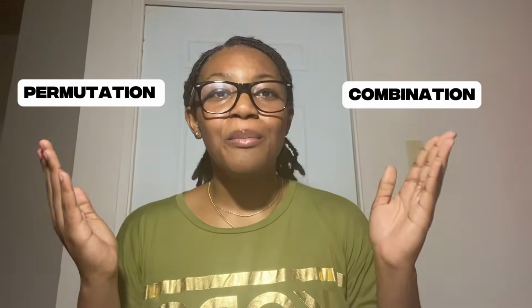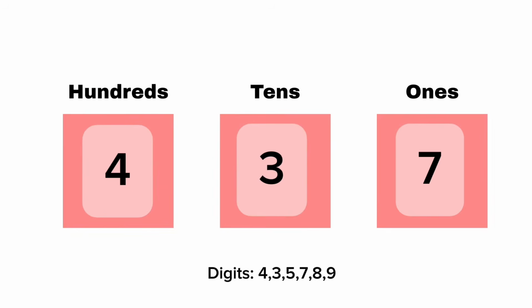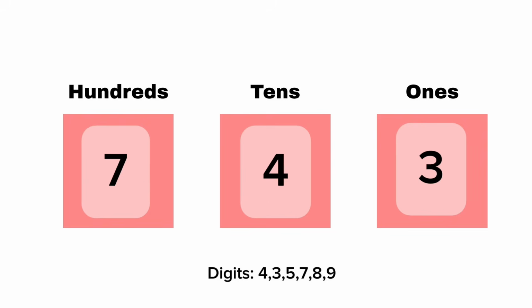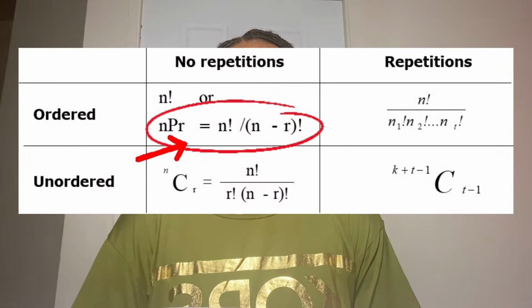Figuring out if order matters or not lets us know whether we're dealing with a permutation or a combination. Here we have the placements for a 3-digit number, and we choose to put down 4, 3, and 7. When we switch around the placements of 7 and 4, or even 4 and 3, we realize that each time we get a different number, which tells us that order is important. So we're dealing with permutation. Since we're dealing with permutation and repetition is not permitted, all we have to do is follow the formula for that. So we have nPr.